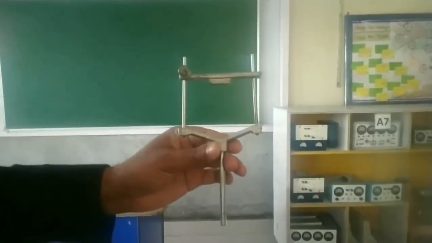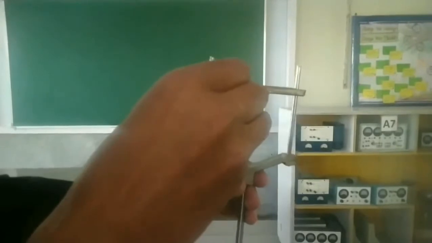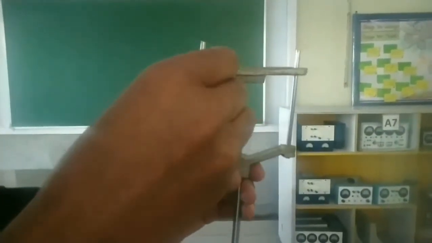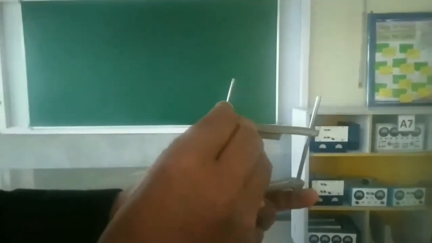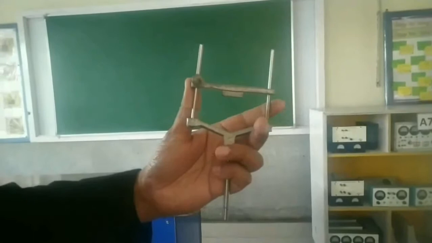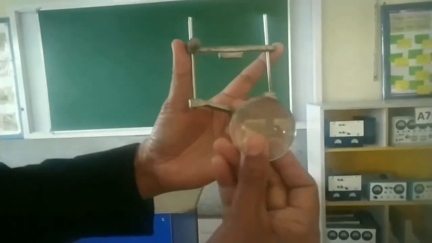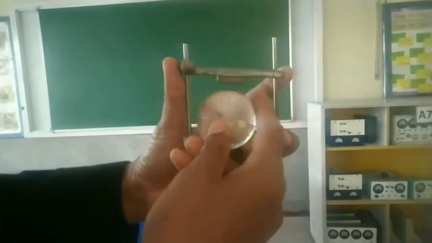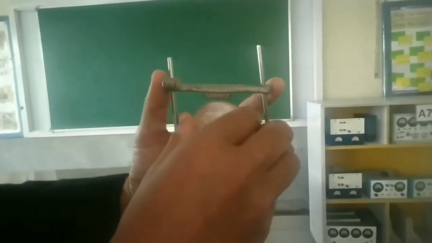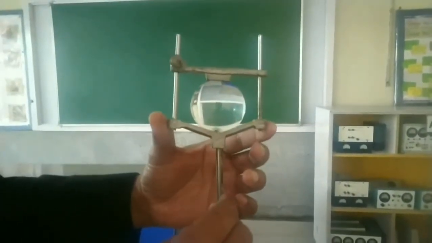This is a mirror or a lens holder in which a mirror or a lens can be placed. This is a screw provided in the holder which can be used to place the lens or the mirror in this chamber properly and appropriately. Now let's take a convex lens and place this lens in this holder. Now, in one upright, we need to clamp this holder.